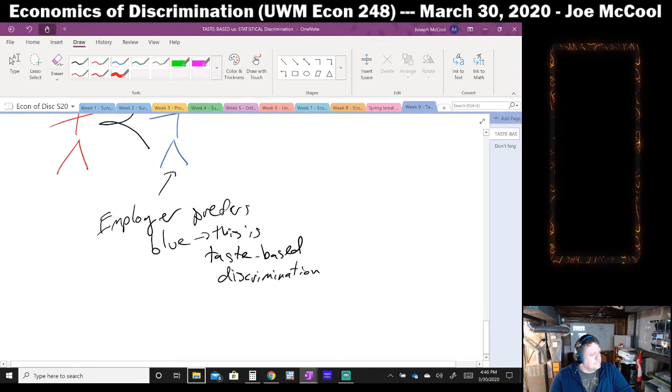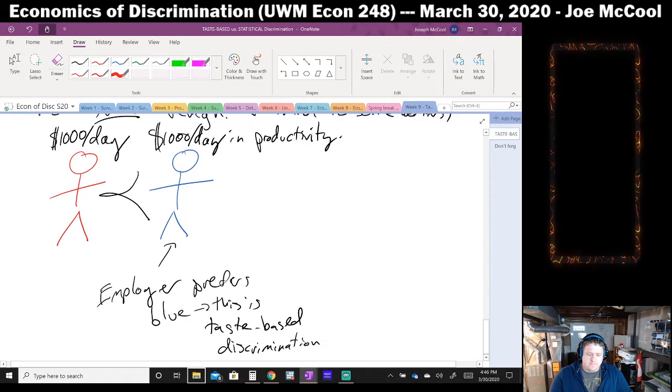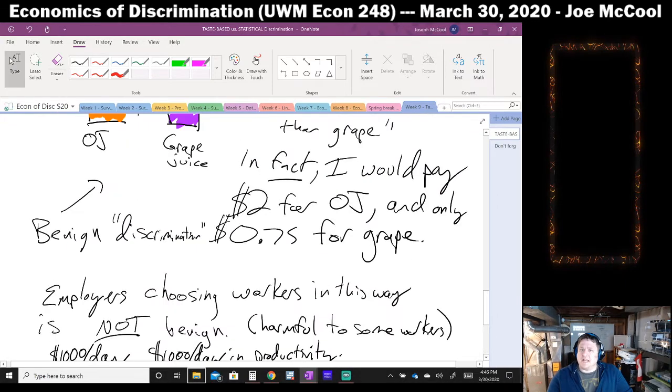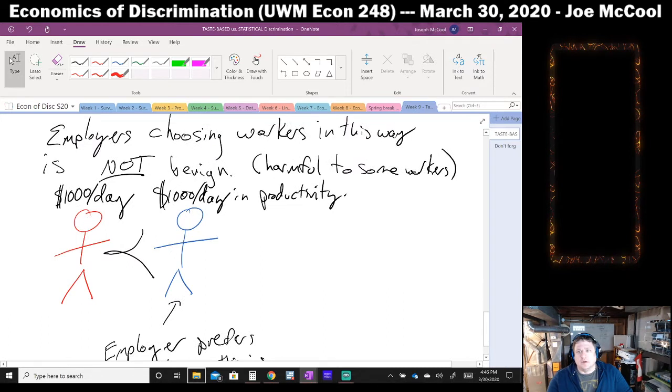Okay. Now, here's the other thing. Remember how I was saying that suppose we observe that there's a factory owner who will only hire white people, right? It's not to say that this employer would never hire non-white people. It's just that the employees would have to take such a low wage in order to work there if they were not white that they would never do it.